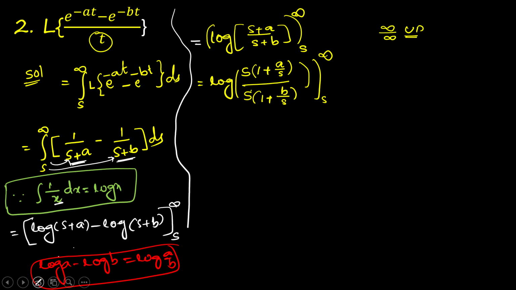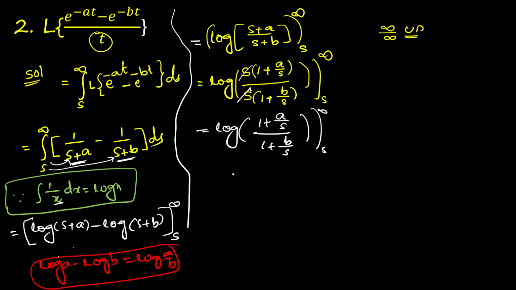Here s gets cancelled out, right? So we get log of (1 plus a by s) by (1 plus b by s). Now you can apply the upper limit and lower limit. Now we are applying the upper limit: log of (1 plus a by infinity) all divided by (1 plus b by infinity), minus the lower limit.